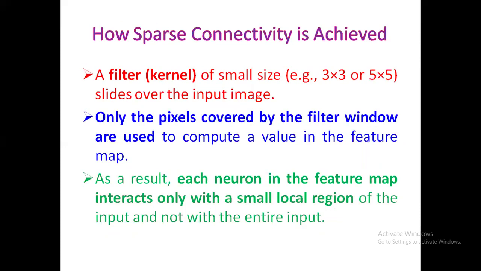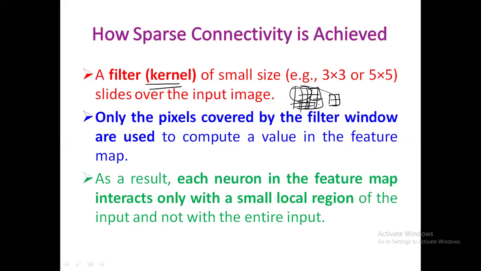Next, how sparse connectivity is achieved. Sparse connectivity is achieved by using a filter, which is also called a kernel, of a fixed size that slides over the input. This also we have seen in the previous lecture. The filter defines a small window. Suppose I have a 5 cross 5 image and I am using a filter of 3 cross 3 or 2 cross 2. I am going to slide over this, moving one by one, and then we'll be finding the best features.